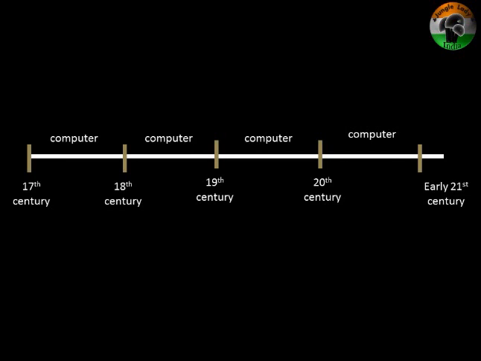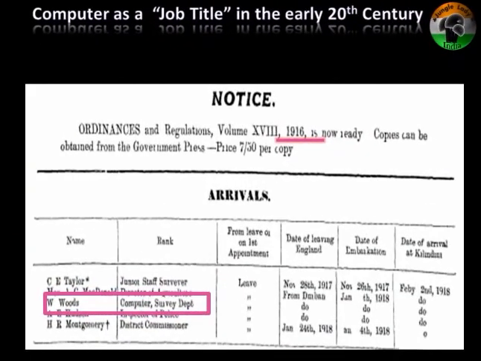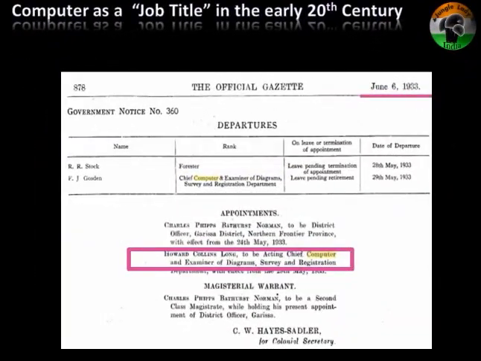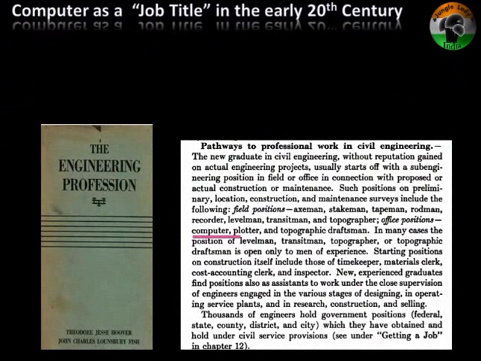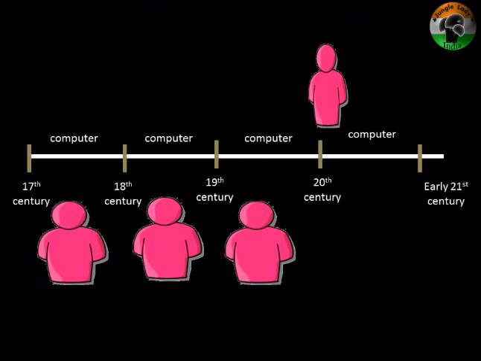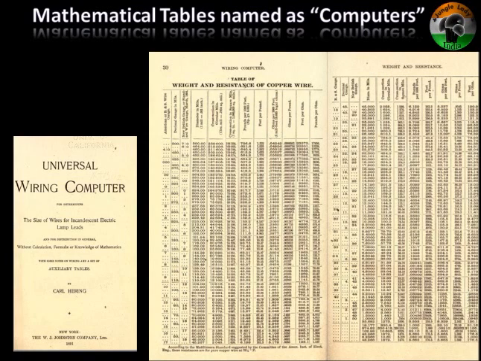From the 17th century to the early 20th century, the word computer referred to persons who did calculations. Here are some evidences for the word computer being used as a job title during the early 20th century. However, the usage of the word computer as a job title reduced slowly during the early 20th century. In the late 19th century and the early 20th century, mathematical tables were also named as computers. Here are some evidences for mathematical tables named as computers.